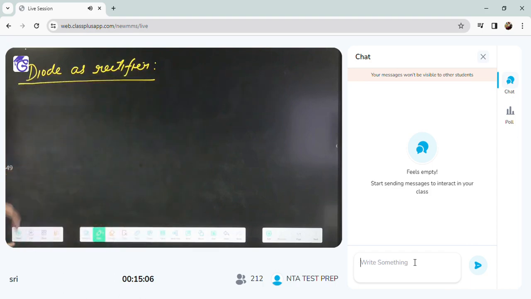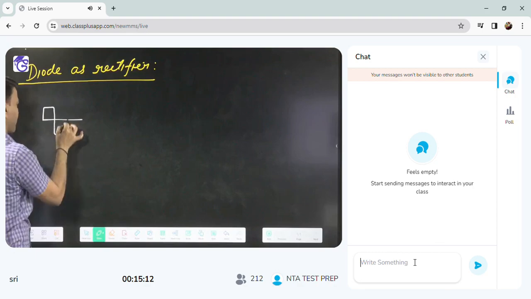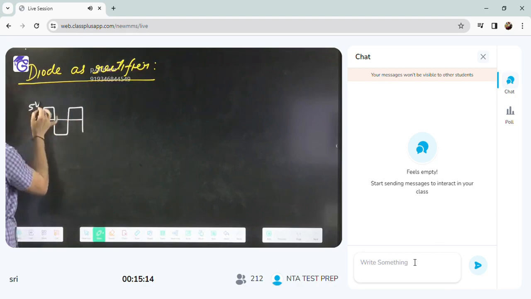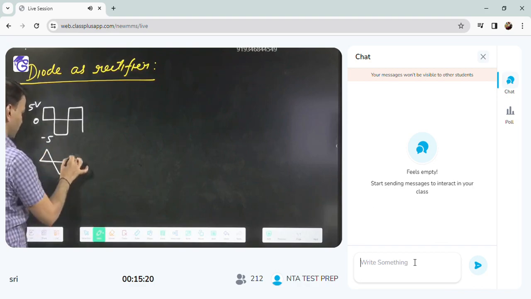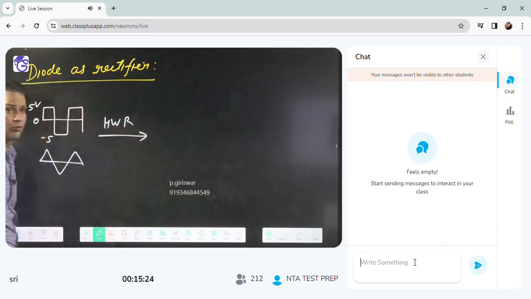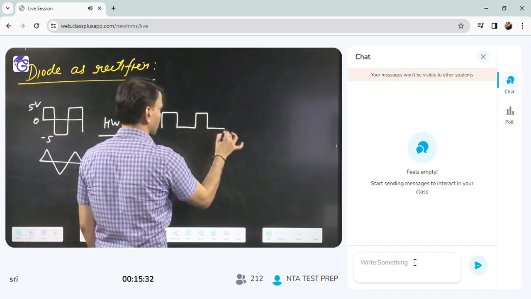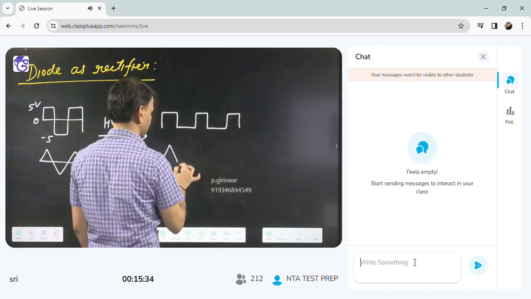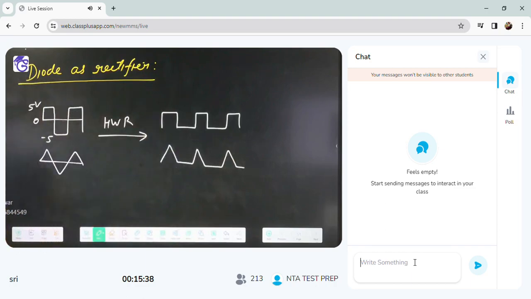Okay, so I have discussed how they can ask a question in the half wave rectifier. Suppose I am saying, what will be the output? Output will be like this. Means only the positive cycle we will get as output.